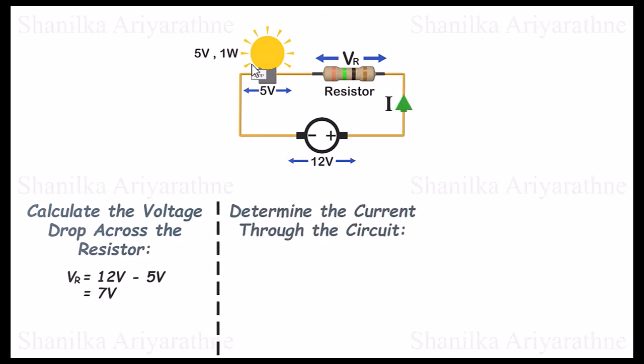Then determine the current through the circuit. The current through the circuit can be determined using the power equation we learned earlier. The power rating of the bulb is rated at 5 volt and 1 watt, so the current can be calculated as 0.2 amperes.